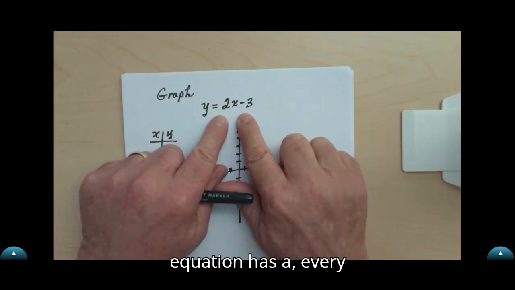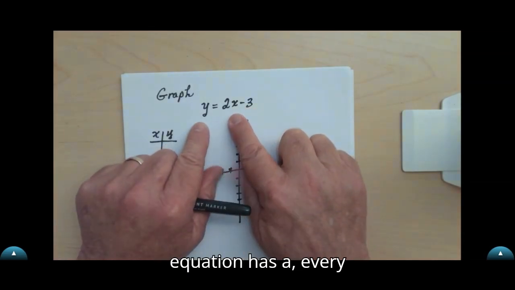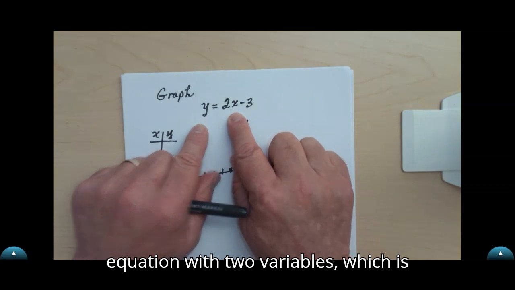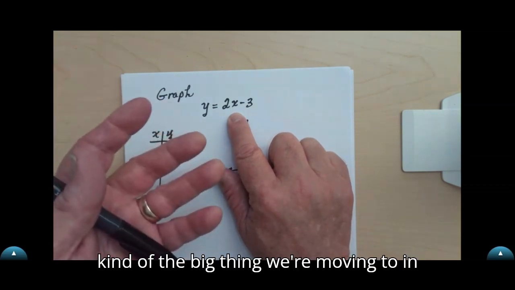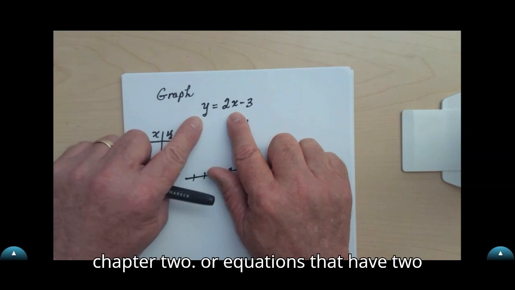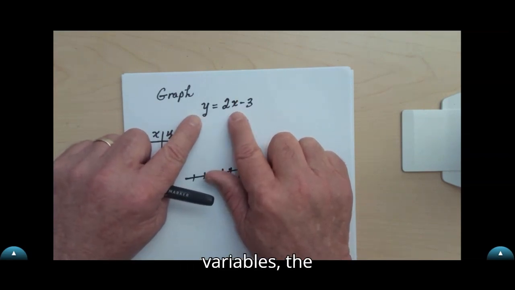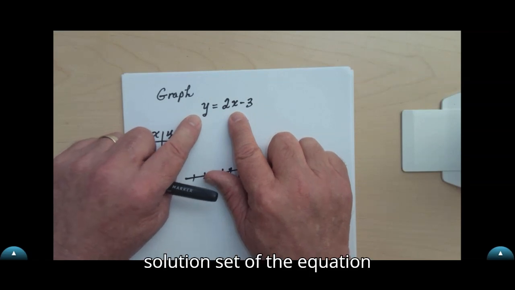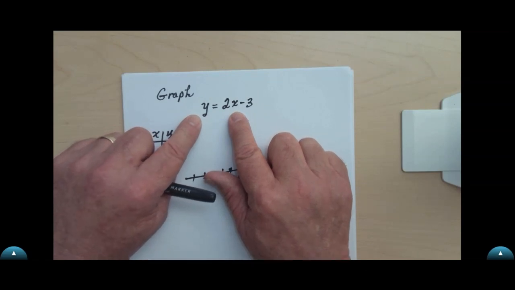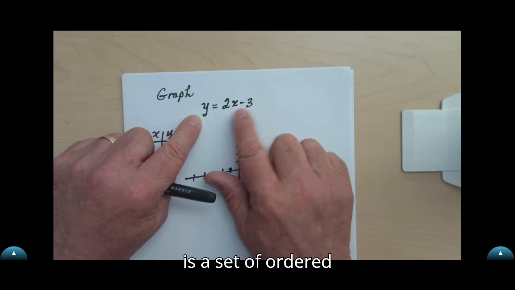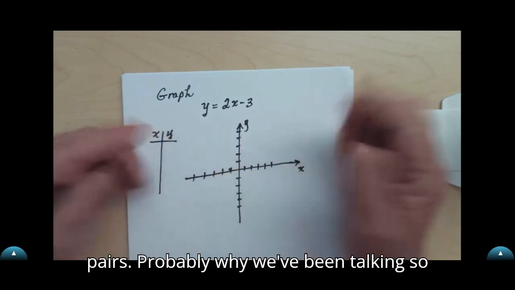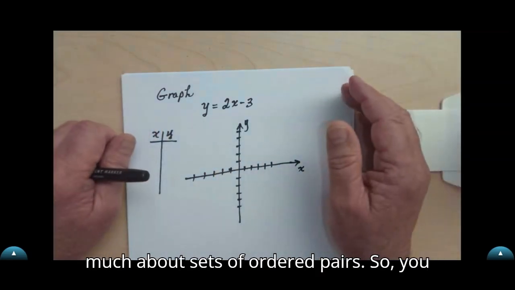Every equation with two variables, which is kind of the big thing we're moving to in chapter 2, or equations that have two variables. Every equation that has two variables, the solution set of the equation is a set of ordered pairs. Probably why we've been talking so much about sets of ordered pairs.